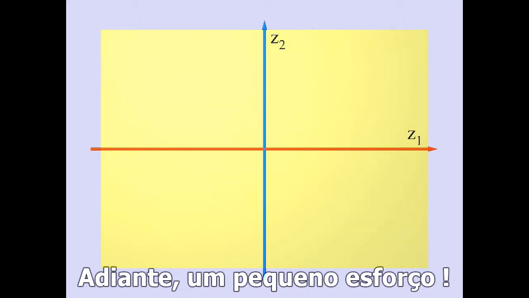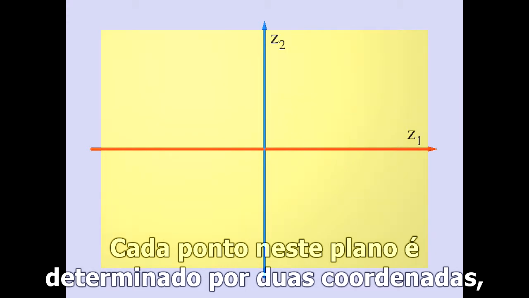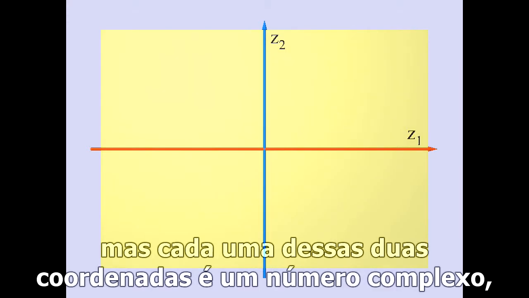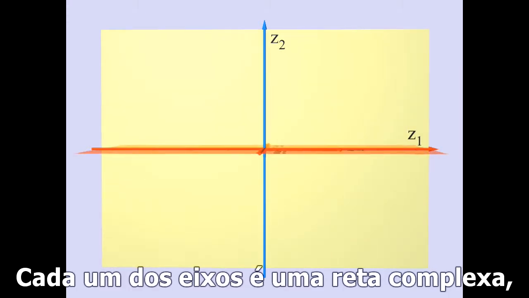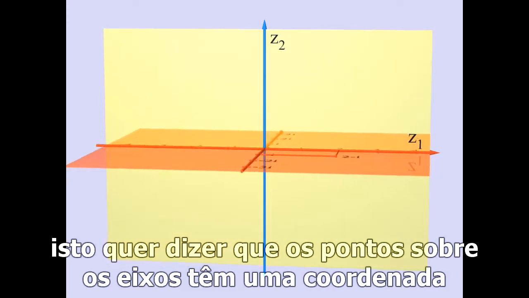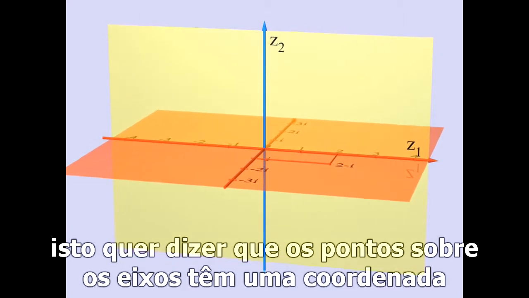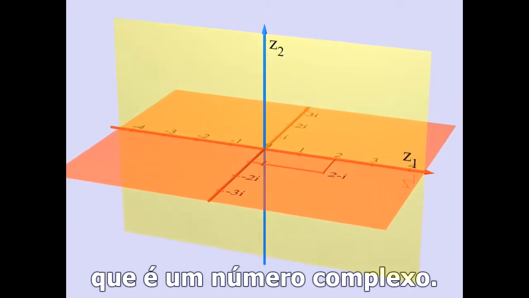Go on, make an effort. Each point in this plane is determined by two coordinates, but each of these two coordinates is a complex number, which, remember, is itself defined by two real numbers. Each of the axes is a complex line, so that each point on these axes has one coordinate, which is a complex number.